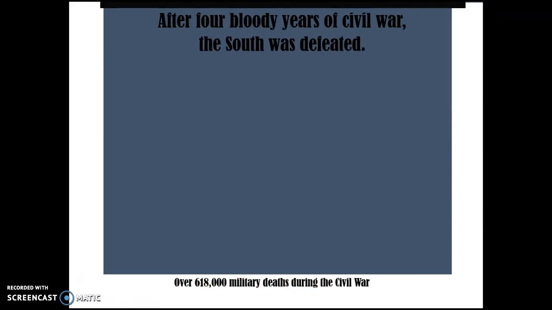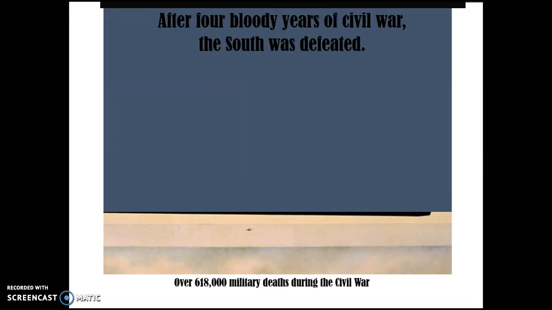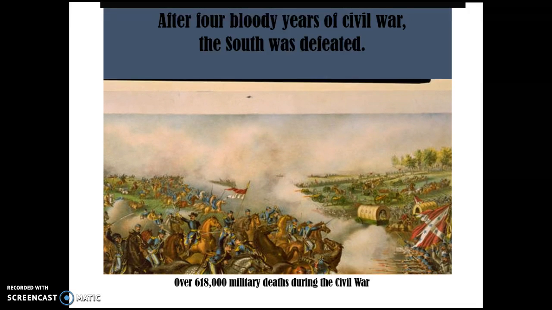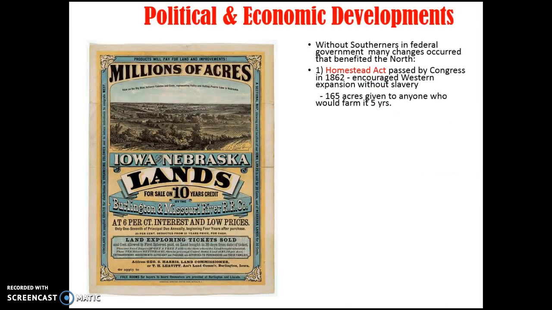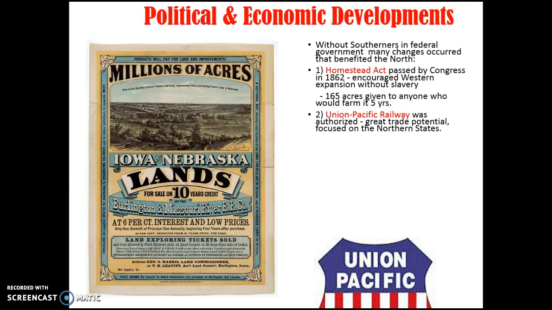After 4 bloody years of civil war, the South was defeated. Over 618,000 military deaths during the Civil War. So what was the outcome? Political and economic developments. Without Southerners in the federal government, many changes occurred that benefited the North.